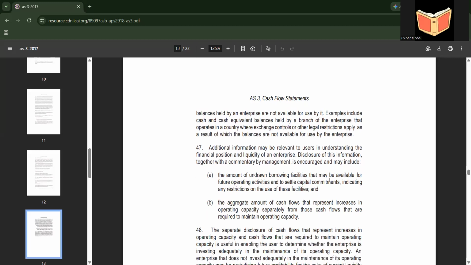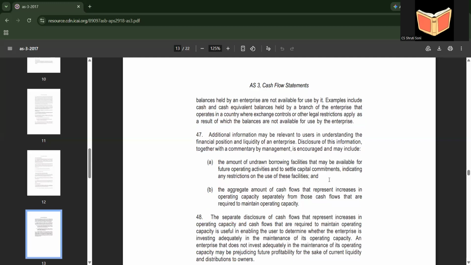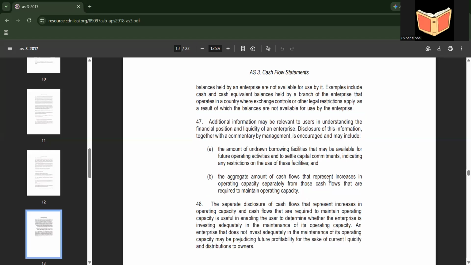Similarly, the aggregate amount of cash flows that represent increases in operating capacity has to be clearly mentioned. The cash flows which represent an increase in operating capacity should be separately shown from those cash flows that are required to maintain operating capacity. Something which represents an increase in operating capacity has to be kept separate from the cash flows which are required to maintain it, because that is important from a numbers perspective.